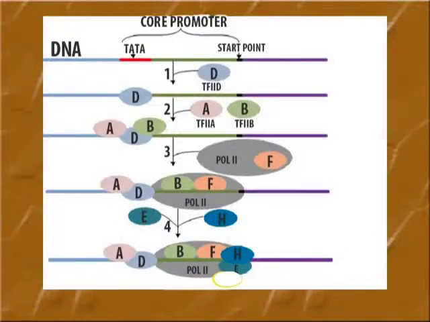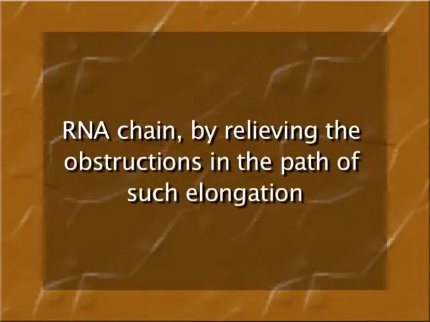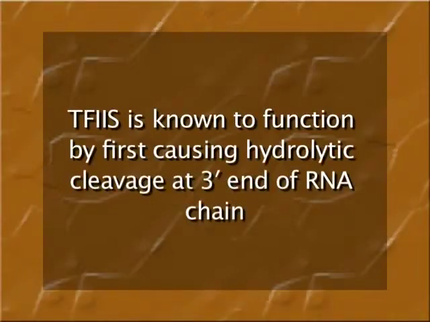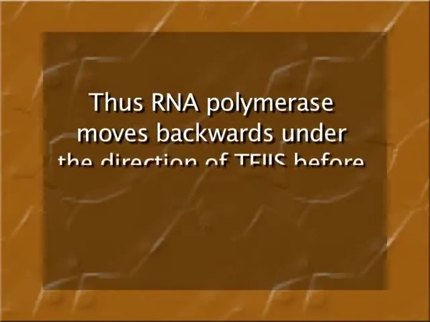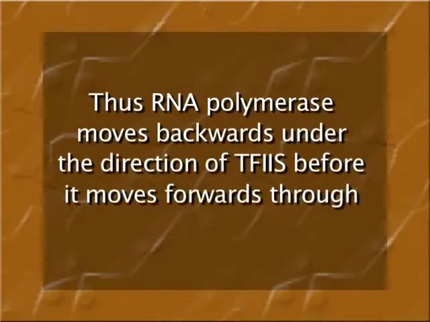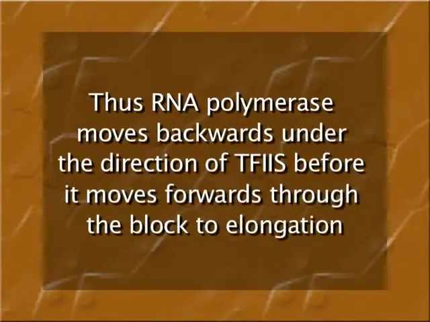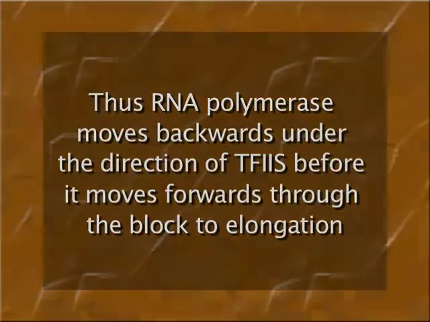Number two, transcription factor TF2S helps elongation of the RNA chain by relieving the obstructions in the path of some elongation. Transcription factor 2S is known to function by first causing hydrolytic cleavage at the 3' end of RNA chains which are stuck and cannot elongate. Thus, RNA polymerase moves backwards under the direction of TF2S before it moves forwards through the block to elongation.